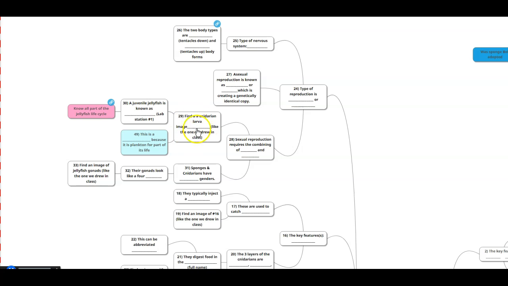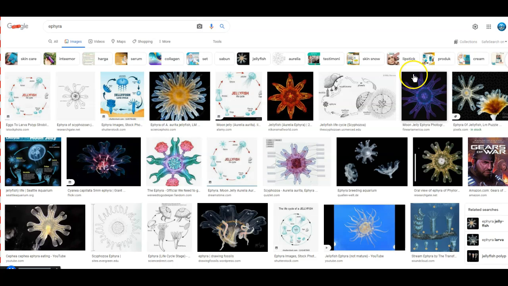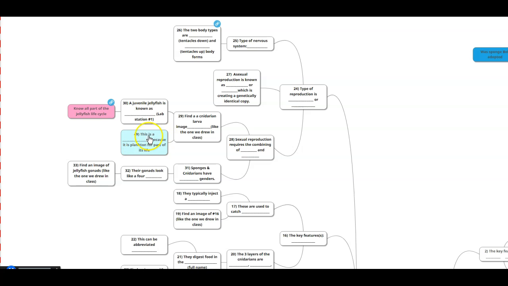Find me a cnidarian larva, similar to the one inside of the notebook. Juvenile jellyfish. What is this known as? This is known as the ephyra. You don't have to Google this, but it just goes back to my point of look at over here. I don't know why Gears of War is even on here when you Google ephyra. If you call it ephyri, it's fine. But basically, it's one of these weird little things that almost looks like a starfish. But that's what a juvenile jellyfish looks like. This is different than the larva, though. We'll come back to this.